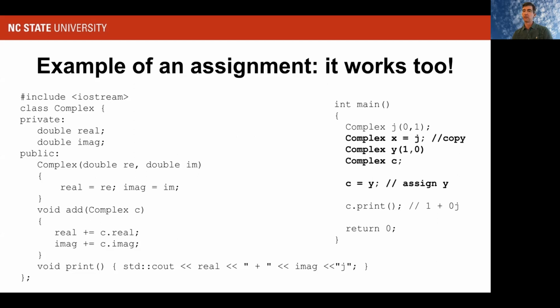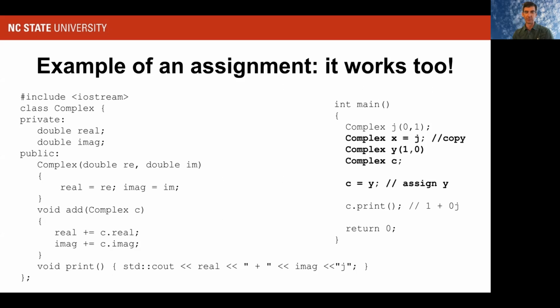And that means that at the time I make X, I'm initializing it. This is a copy. But down here, I've already made C, and then I'm assigning Y to it. And actually, if you're paying close attention, you may notice a bug here. I don't have a default constructor in my complex class, but I declared C to use a default constructor. So have a little problem there.